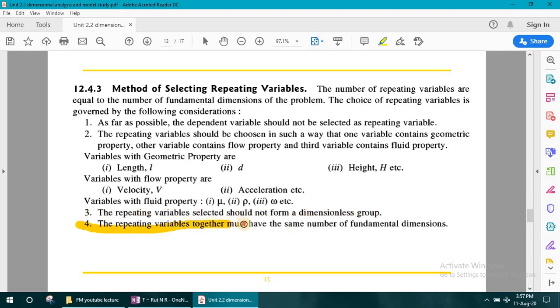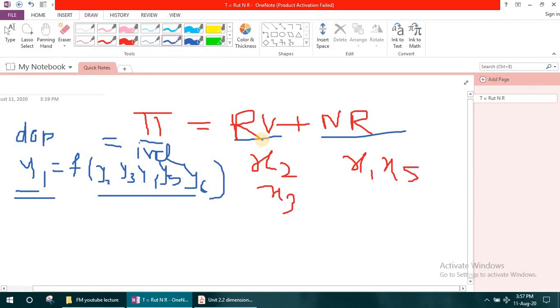The repeating variables together must have the same number of fundamental dimensions. Means all repeating variables have the same fundamental dimensions. Throughout our syllabus, we are taking only three fundamental dimensions, that is M, L and T. We are not considering temperature. Sometimes some quantities have only MLT and some have MLT theta; then this should not be selected. All should have similar dimensions.